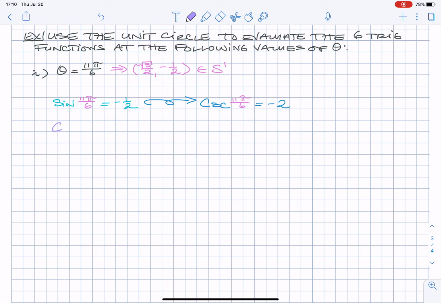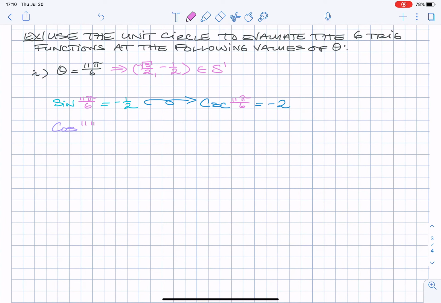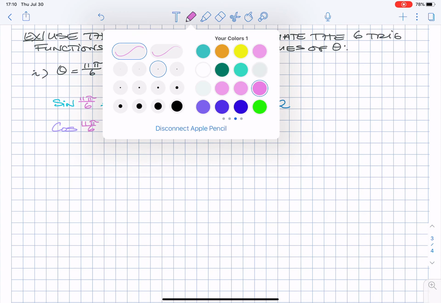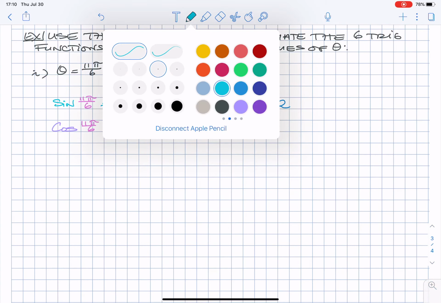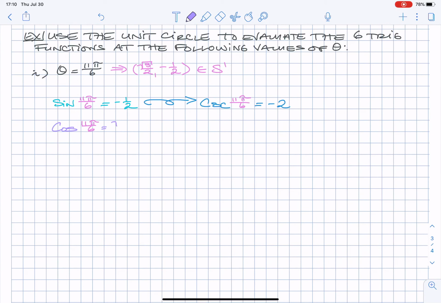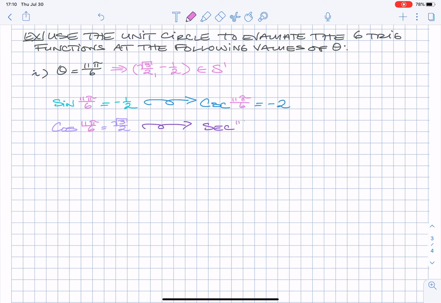So cosine of 330 degrees, or 11 pi over 6, is going to be the x-coordinate, which is root 3 over 2, which means that secant, which is the reciprocal, secant of 330, or 11 pi over 6 radians, is just going to be unrationalized. It's going to be 2 over root 3.